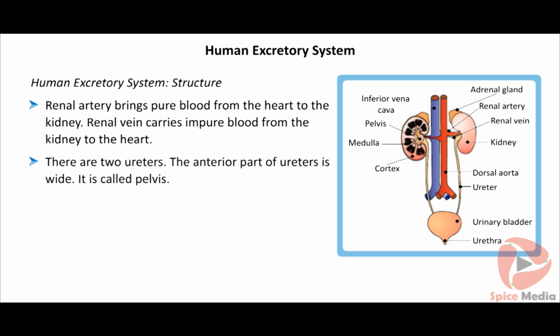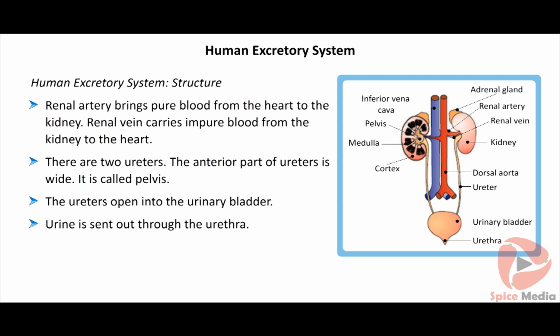There are two ureters. The anterior part of the ureters is wide. It is called the pelvis. The ureters open into the urinary bladder. Urine is sent out through the urethra.